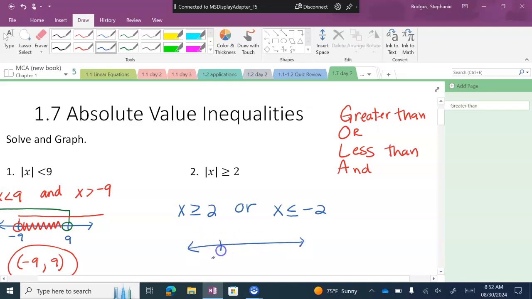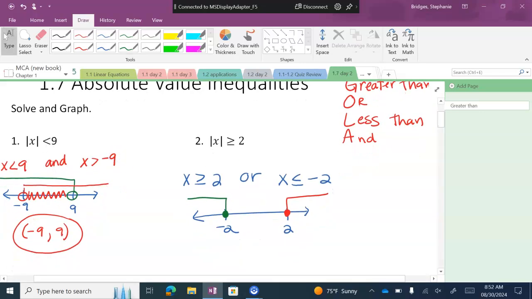Nothing to solve for here, so I can go straight to my number line. If I am greater than or equal to 2, that is closed and going to the right. If I am less than or equal to negative 2, that is closed and going to the left. The word is or. So one or the other or both. Can I shade to the far left of negative 2? Yes. Can I shade in the middle? Can I shade to the far right of positive 2? Yes. And then from there, that's our graphed answer.